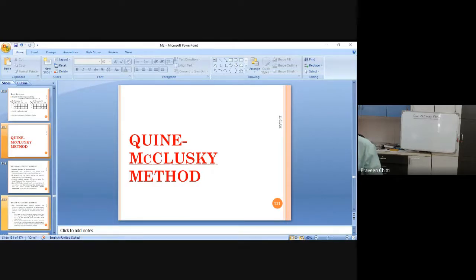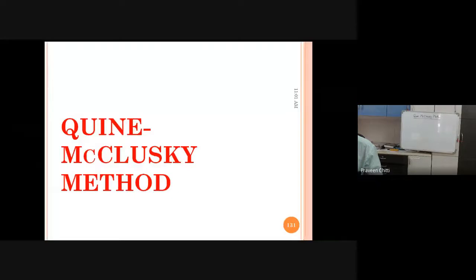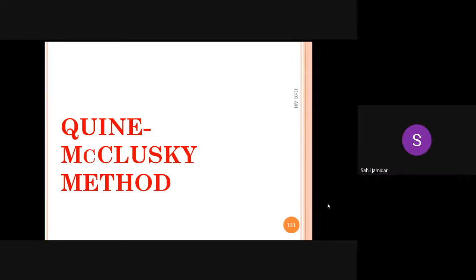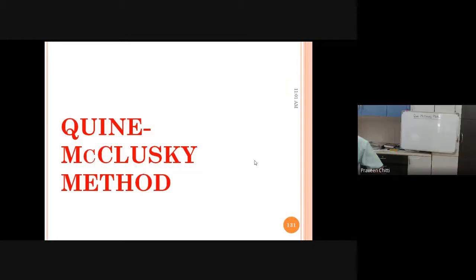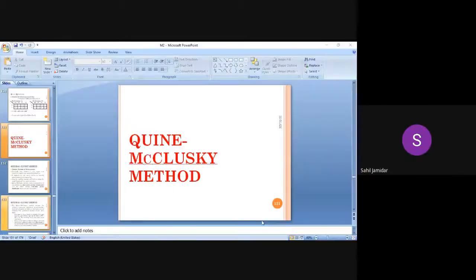Yes, Sahil. Can anybody explain what are the advantages? Yes. So it minimizes Boolean expression without using various Boolean theorems and computations. Okay. And it also minimizes the number of logical gates used.